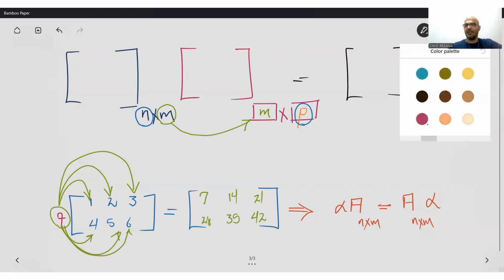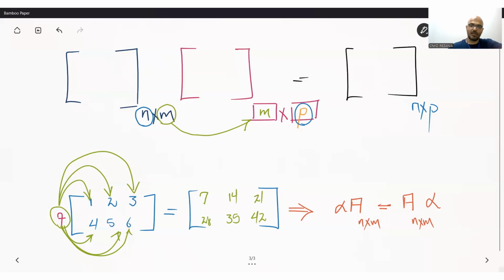Let me find a very cool color. Yes, got it. Now, a kind of general rule.